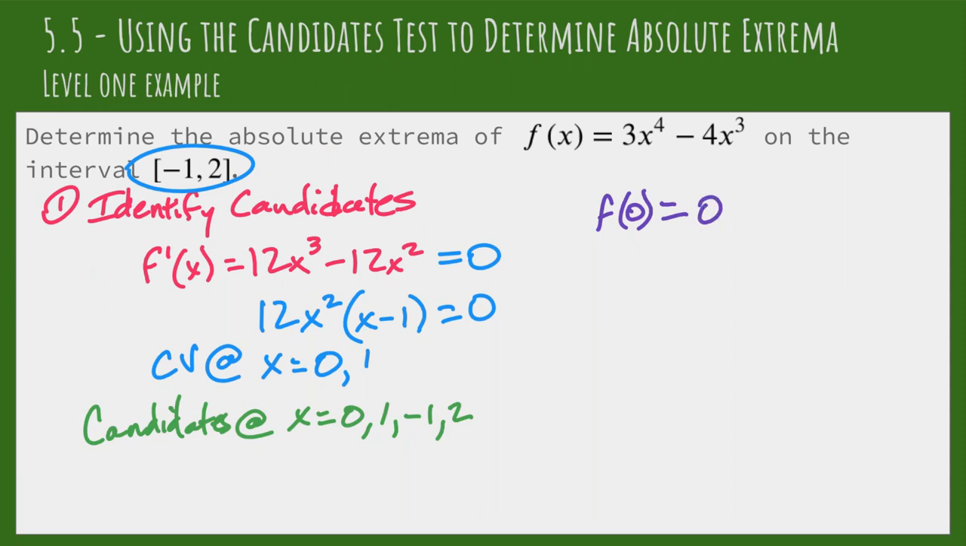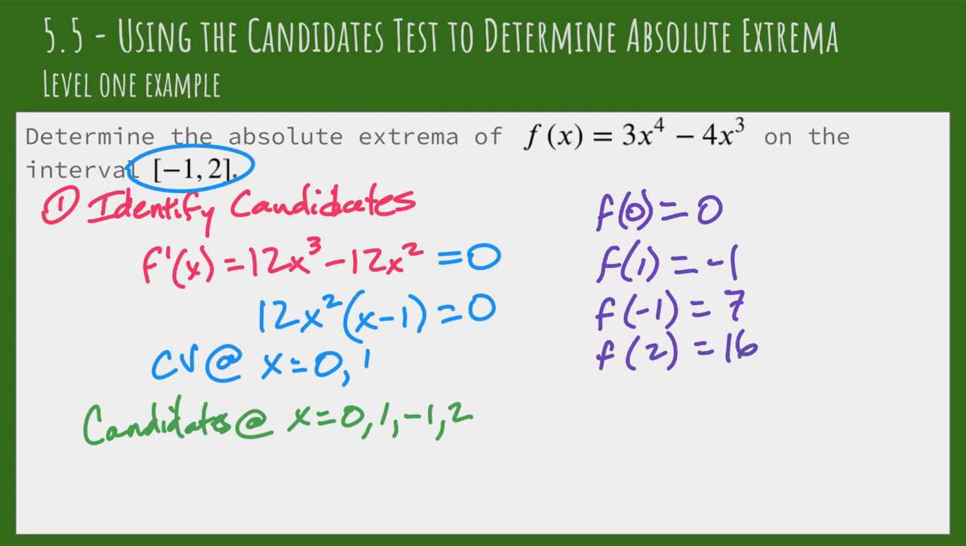So the biggest value of f, the smallest value of f. F of 0 is pretty easy. That's just going to be 0. F of 1 is going to be 3 minus 4, which is -1. F of -1 is going to be 3 plus 4, which is 7. And f of 2 is going to be, this one's a little trickier, 48 minus 64. Nope, I did that wrong. 16. Okay, so those are the values of the function at the candidates.